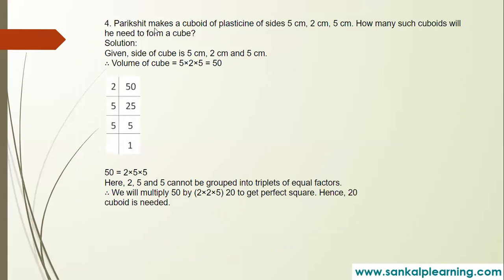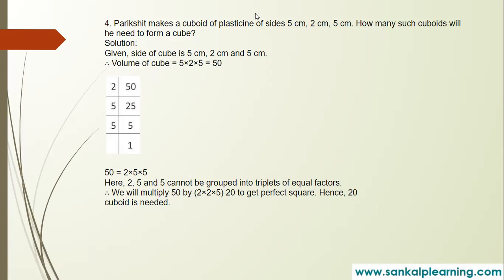4th one. Parikshit makes a cuboid of plasticine of sides 5 cm, 2 cm and 5 cm. How many such cuboids will he need to form a cube? Okay, children. Parikshit makes a cuboid. So they have given the sides, length, breadth, and height. And I'll explain that.